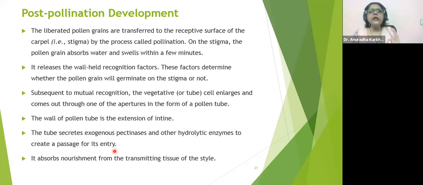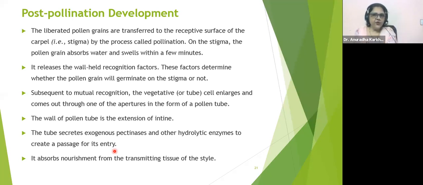Like you might have seen the earthworm makes holes in the soil, right? By secreting certain enzymes out of its body, it makes holes in the soil. In the same way, this pollen tube will start secreting an enzyme called pectinase, which will destroy the pectin of the style. And through that pore, the pollen tube is going down and trying to reach the egg.